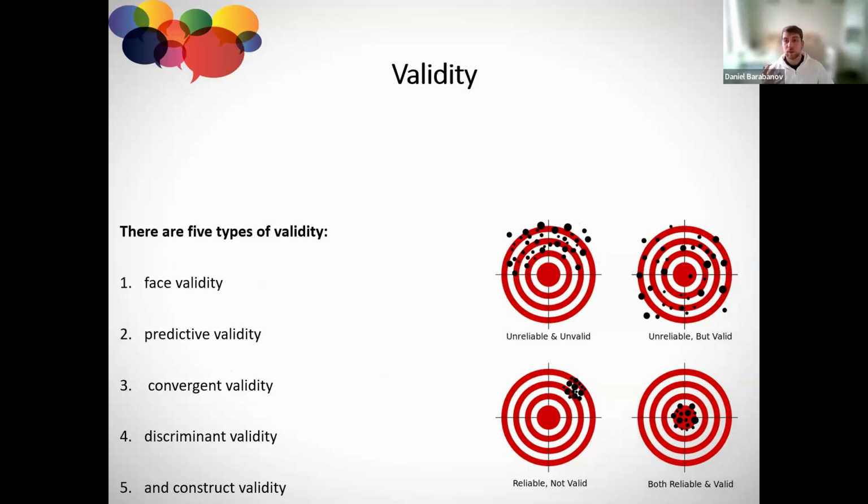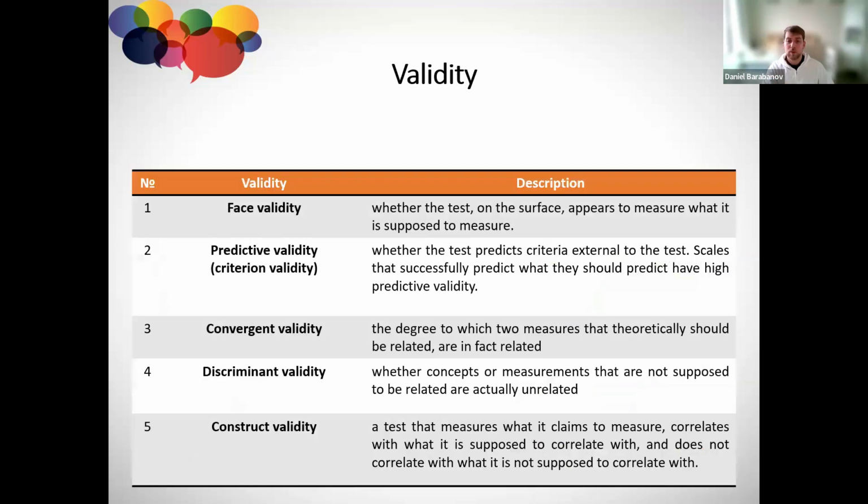So this is a problem, and that's why psychologists develop different types of validity and ways we can possibly measure it. So we will discuss 5 types of validity: face validity, predictive validity, convergent validity, discriminant validity, and construct validity. So let's discuss briefly each type. They are described in your textbook in quite a detailed way, but I think you need some additional clarification on this matter.